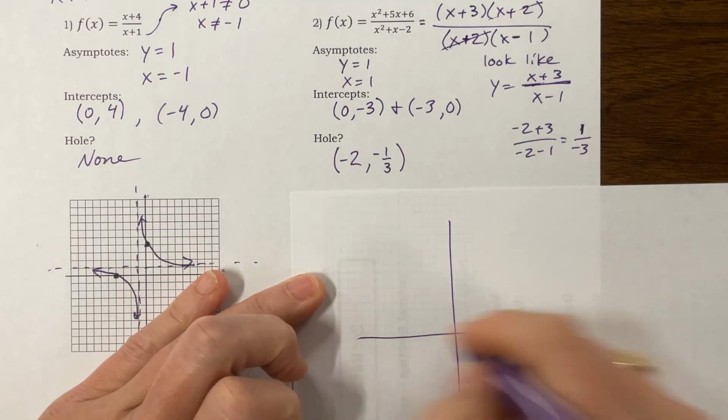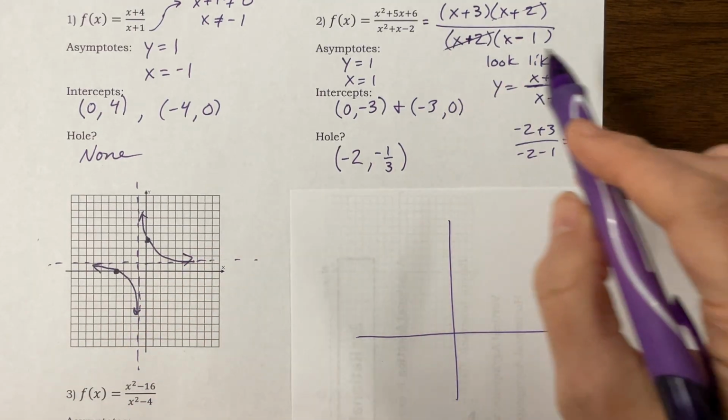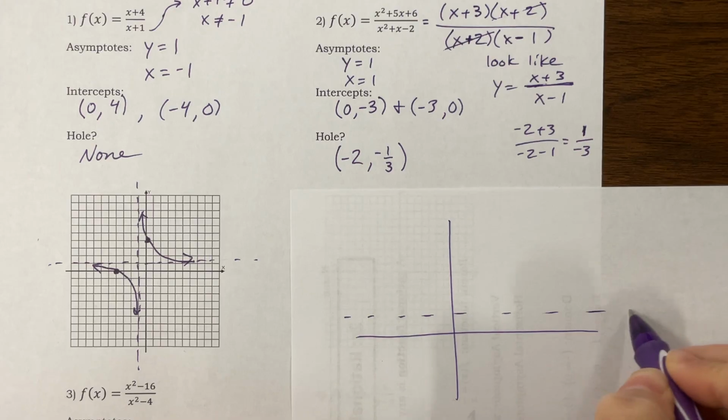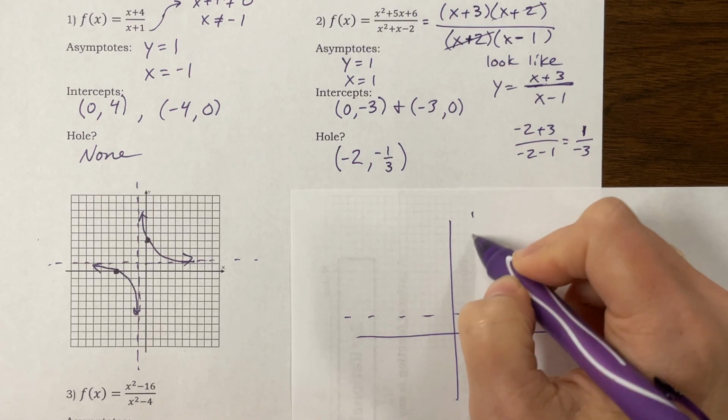Okay, so here we go. What do we have? We have an asymptote of y equals 1. We have an asymptote of x equals 1.